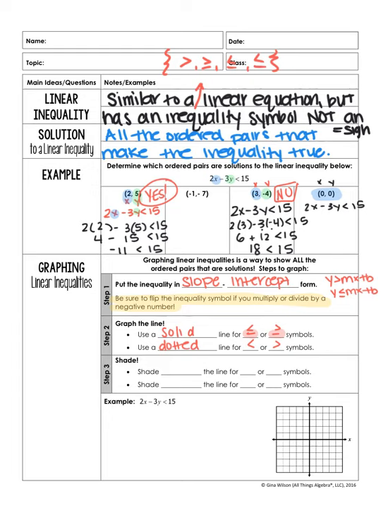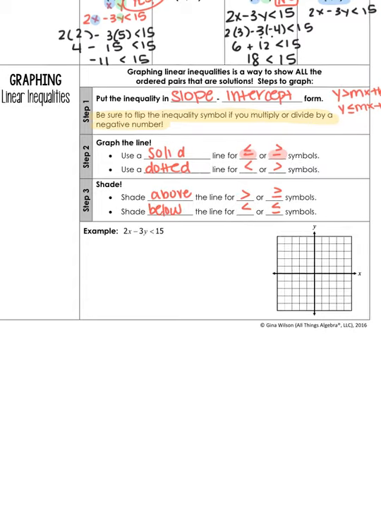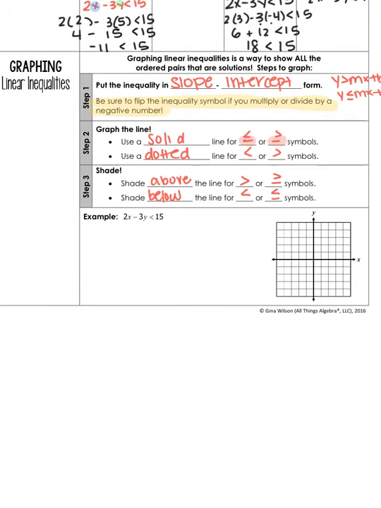We're also going to have to do some shading. We're going to shade above the line we draw in when we have greater than or equal to. We're going to shade below the line if we have less than or equal to. All right, so let's do an example. We're using the same inequality, 2x minus 3y is less than 15.